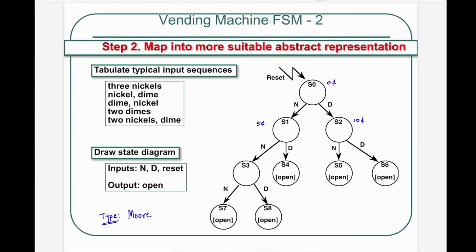So we have mapped things into suitable abstract representations. We have drawn the state diagram, but this is not the final state diagram. This is essentially to give you a sense of how things are going to start and maybe end. Let's see, actually in this situation, it would make sense for S8 to give back 5 cents and you wouldn't have to worry about not having change or anything because you're guaranteed to have an extra nickel.